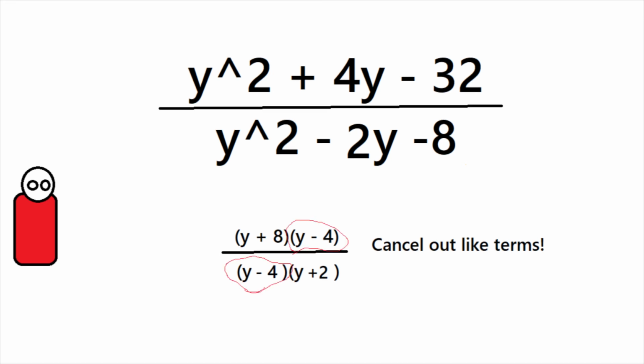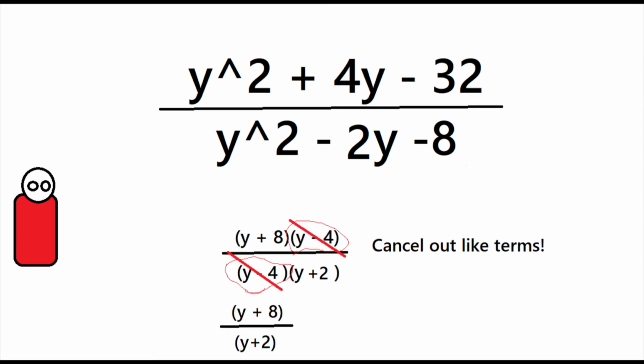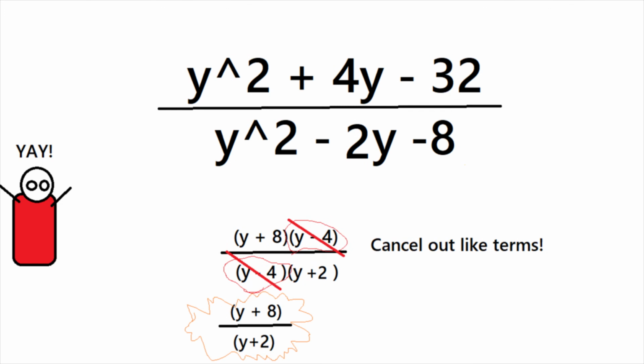And we can see that there are two y minus 4's. So we can cancel them out, in which we're finally left with our final answer of y plus 8 over y plus 2.